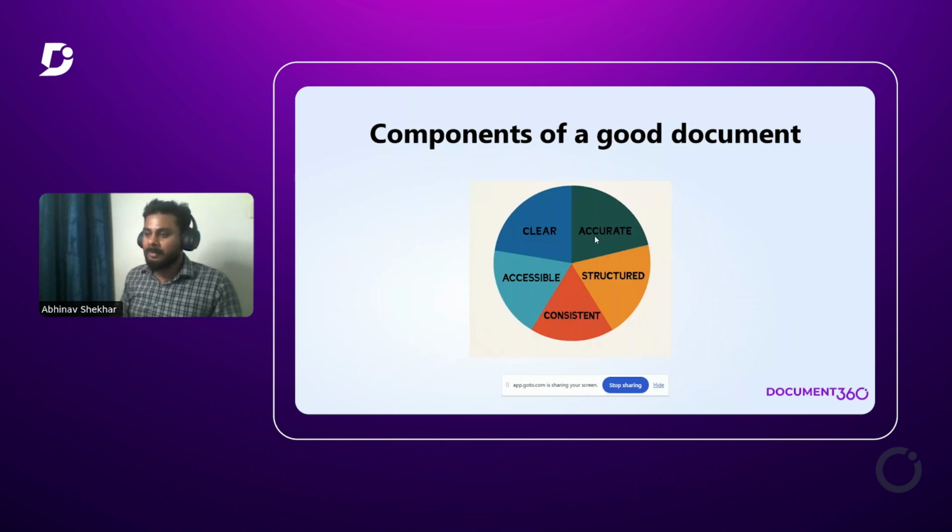So we'll start with the basics of technical writing. What makes a document a good document? This is a very generic topic, and I hope the technical writers in this session might already know this. The document should be clear. It should be accurate. It should give the correct information. It should be structured. It should be consistent, and it should be accessible. So the components of a good document revolve around these points. And out of these points, we are going to cover how a structured document makes a document stand out. That is what we are going to focus on in this webinar.